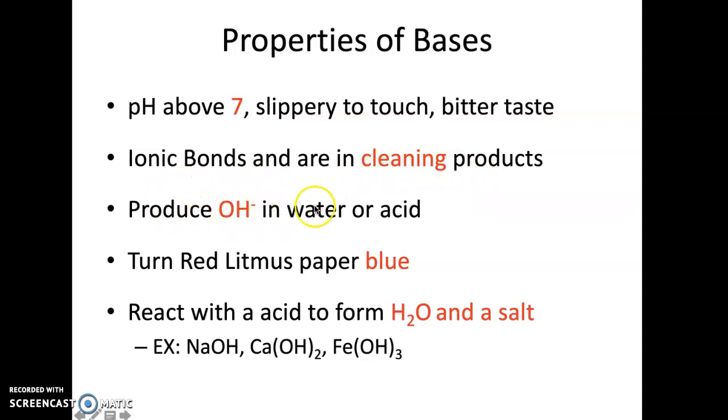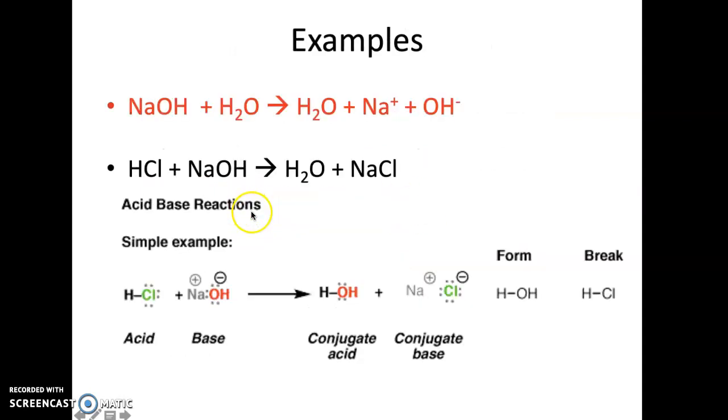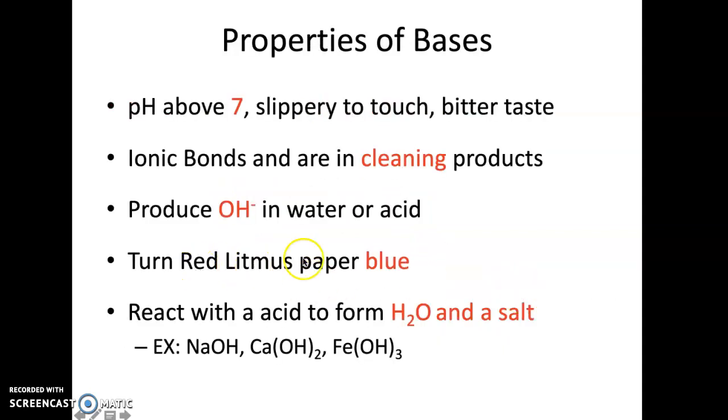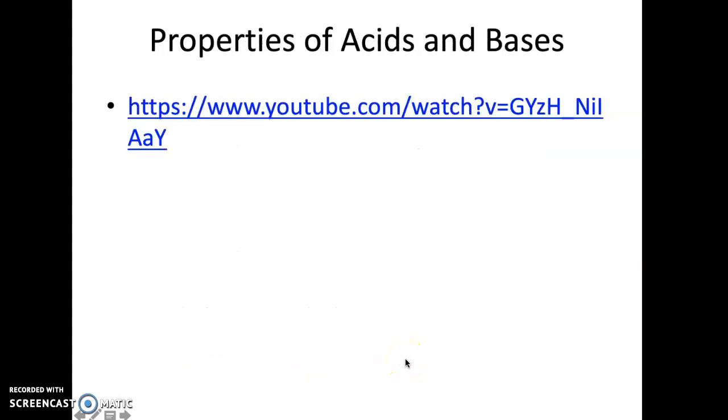Bases produce OH minus in water, and in an acid that OH minus, just as we saw here, would join with the H to form water. Red litmus paper turns blue instead of blue turning red. Acid's red, base is blue. They react with an acid to form water and a salt. Notice here, you have your metal and then either one OH, two OHs, or three OHs.